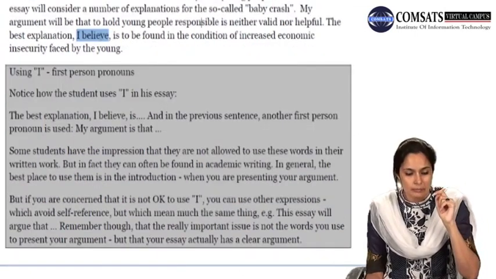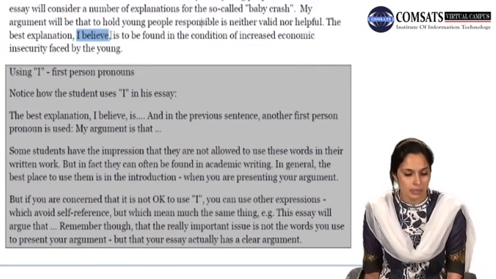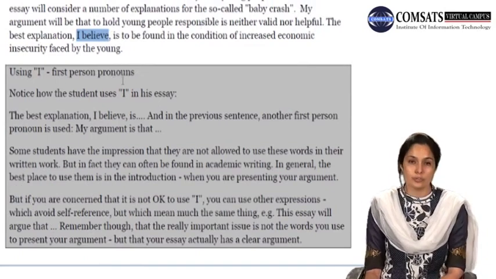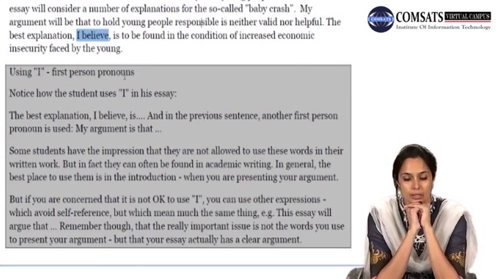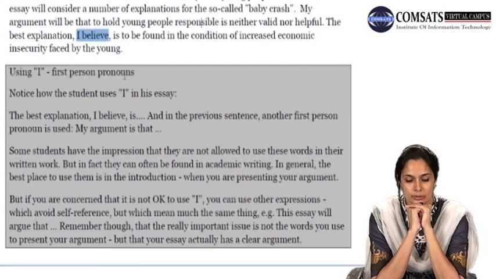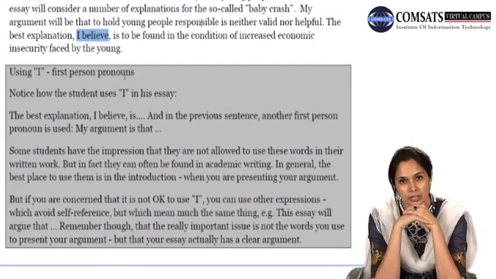Now, let's look at I believe. I believe has been highlighted. Iske baare mein ye observation hai, using I, the first person pronouns. In the previous handout, we talked about mode of address should there be in a paragraph?